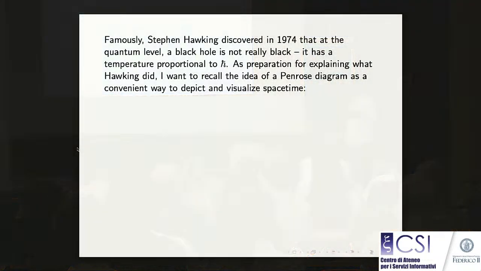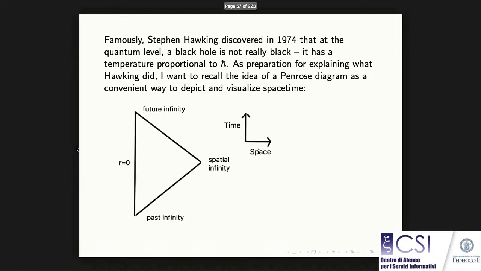As preparation for explaining what Hawking did, I want to recall the idea of a Penrose diagram as a convenient way to depict and visualize spacetime. I know lots of you, perhaps the majority, are quite familiar with Penrose diagrams, but I don't want to assume that everyone is. So I'm going to give a brief explanation of what's a Penrose diagram.